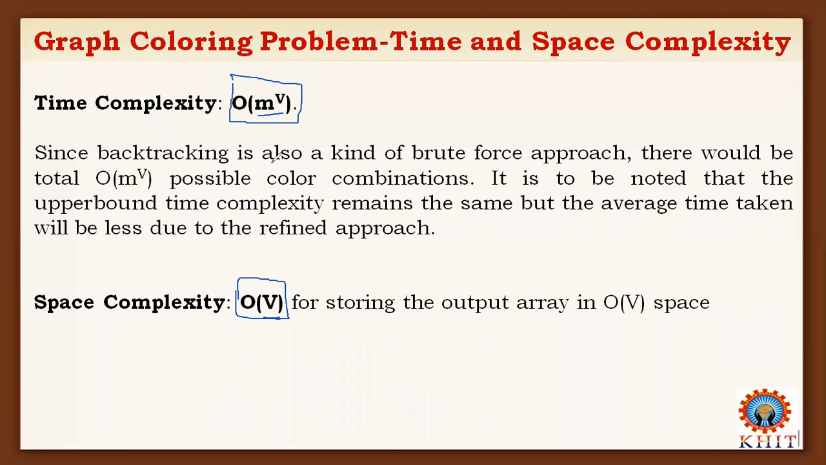Since backtracking is also a kind of brute force approach, there would be a total of order of m power V possible color combinations required to color the given graph. Hence, it is to be noted that the upper bound time complexity remains the same, but the average time taken will be less due to the refined approach. So simply I can say time complexity is m power V, and space complexity is order of V.